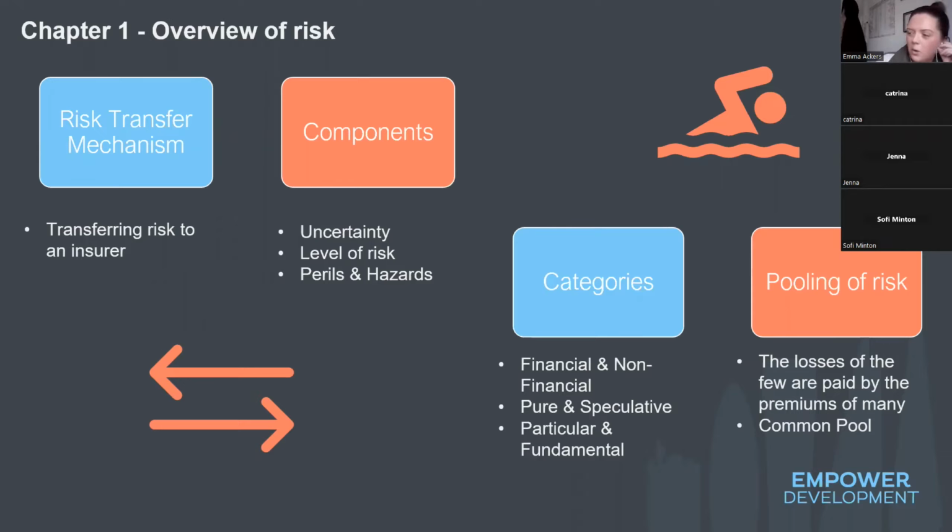So the last thing on here is pooling of risk. So the basic principle of insurance is that all of the premiums pay for the losses. So the losses of the few are met by the contributions of many. And I think of like a big swimming pool full of money. That'd be nice, wouldn't it? We all pay our premiums into this pool that the insurers have. The insurers have to keep that pool full. And then when there's a claim, that's where the claims come out of.